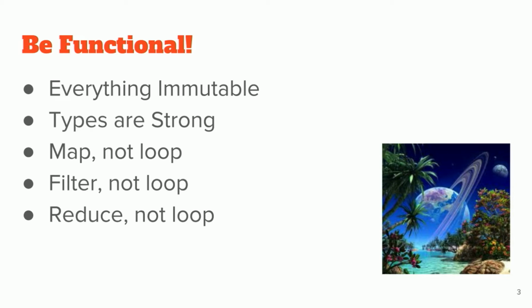So let's get into paradise. We have to have everything immutable, strong types, have maps, not loops, have filter, not loops, and have reduce, not loops. So that's like a good idea. So that was my ideal. That was the paradise I was trying to get into.